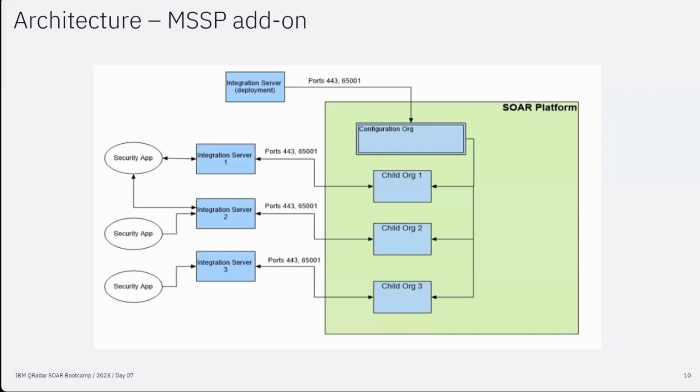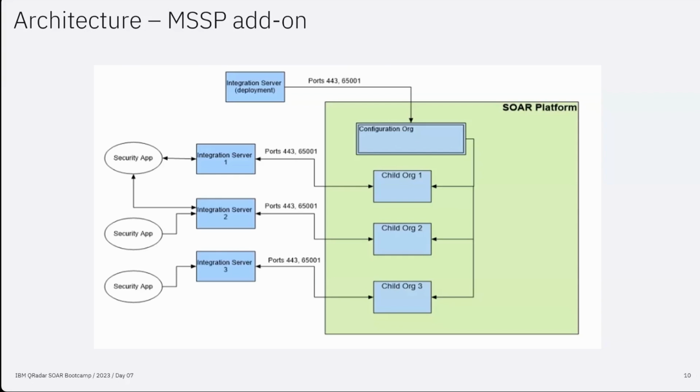Now, if you're deploying an app to a SOAR platform with MSSP add-on, like you're seeing in the diagram here, you need to deploy the app to the configuration organization using the resilient circuits as you would do in the standard deployment. We'll be looking at the resilient circuits in detail in our demo in the second part of today's session. Now, the difference is that you do not deploy an app to any child organization. As you can see here on the diagram on the right side, there is a SOAR platform, there's a configuration org, and below there are multiple child orgs.